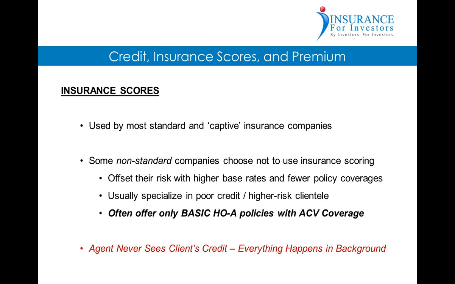Some non-standard companies may not use insurance scoring. Non-standard companies being those companies that may offer policies with lesser coverage, or they deal with higher risk individuals or people with past claims or lower credit scores, FICO insurance scores. But they offset their risk of not using insurance scoring by automatically issuing policies with a higher base rate for coverage and limiting the coverages on their policy. So they'll generally offer a lesser policy for a little bit more money. They specialize in poor credit or higher risk clientele.